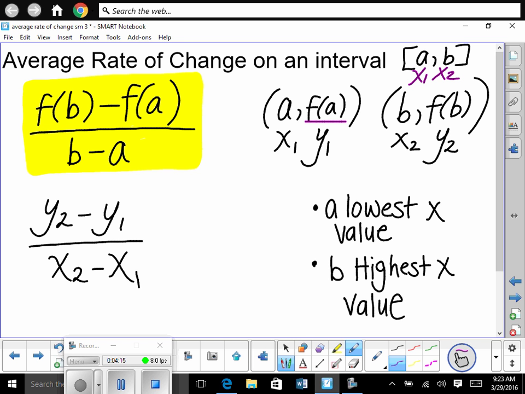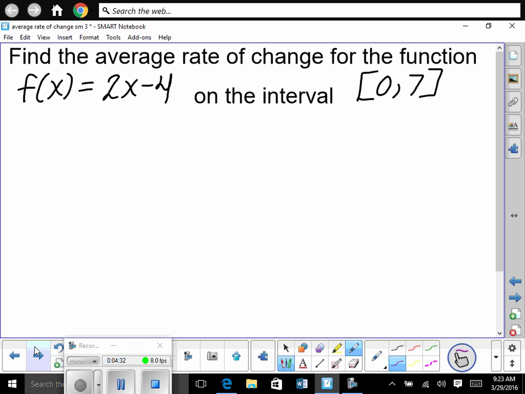So that's y2 minus y1 all over x2 minus x1, which is f of b minus f of a all over b minus a. So is everybody comfortable with that? A is your smallest x value, b is your largest x value. You're just finding the slope, basically, but it's not a slope necessarily. Okay, so here we go.